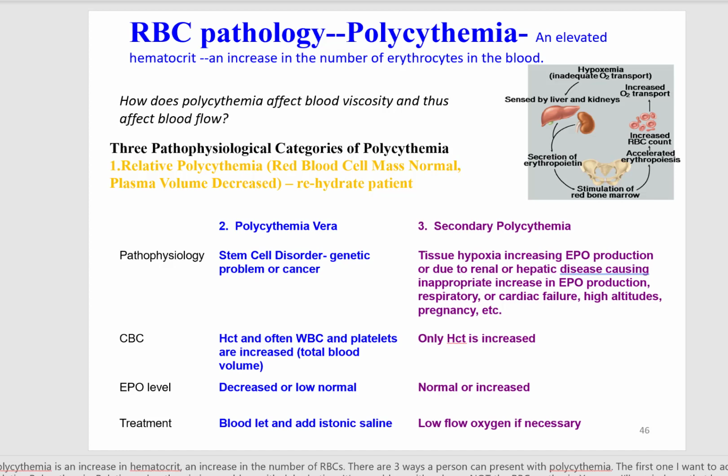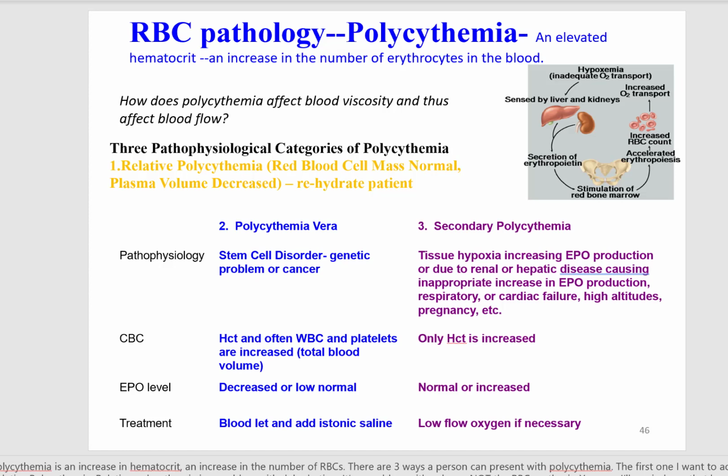But what if dehydration does not provoke conversation about what could be wrong with the patient? What if this is a very well hydrated patient? Well, then we go to the other disorders where polycythemia is a problem. Again, we're talking about increased number of erythrocytes in the blood.